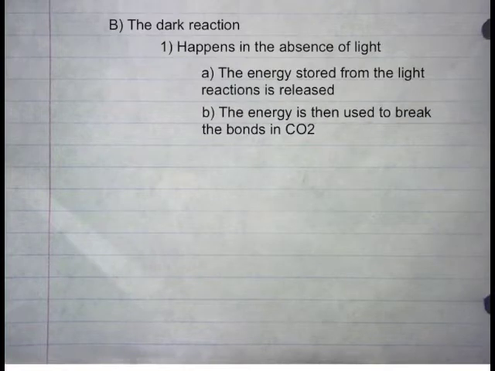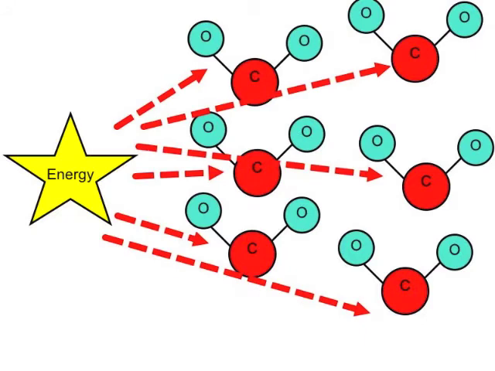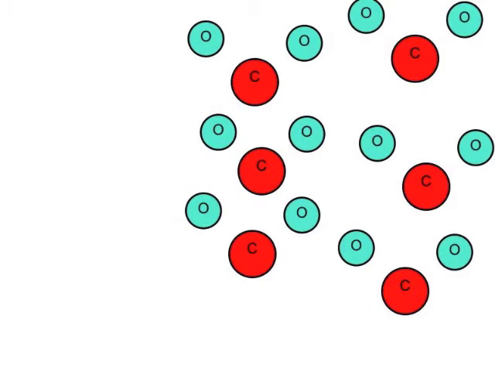The energy is then used to break the bonds in CO2. Energy that was stored up by the chlorophyll during the daytime is then released to CO2. That energy is used to break the bonds, splitting the carbons and oxygens. They have now become free-floating atoms that can be rearranged.